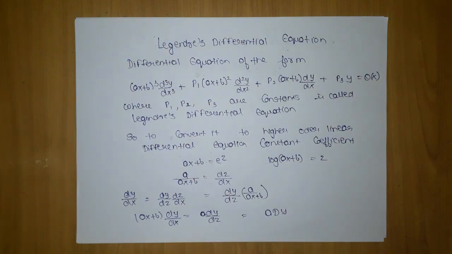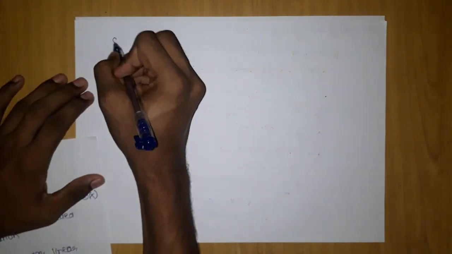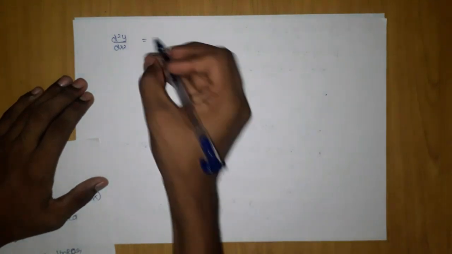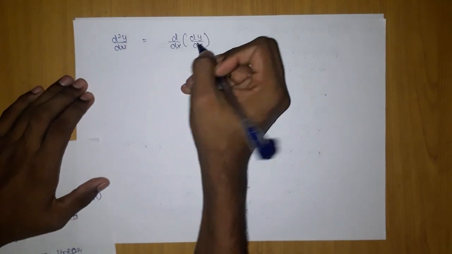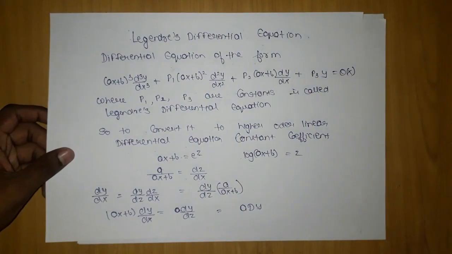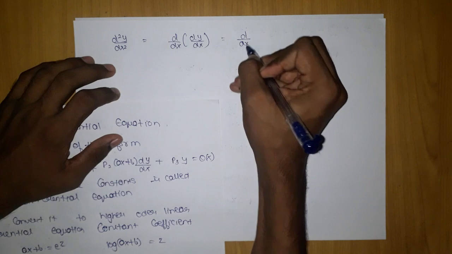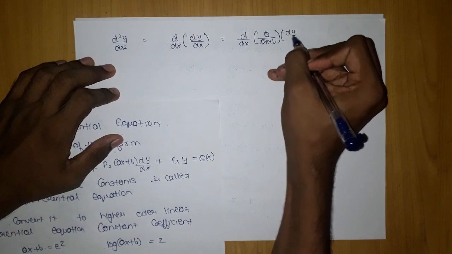Now if there is a second order, we are going to modify the equation a little bit. If there is d^2y/dx^2, as in the Cauchy differential equation, d/dx of dy/dx is nothing but d^2y/dx^2. So we will substitute the dy/dx value from here. We know it is nothing but a/(ax+b) into dy/dz. So d/dx of dy/dx is d/dx of a/(ax+b) into dy/dz.